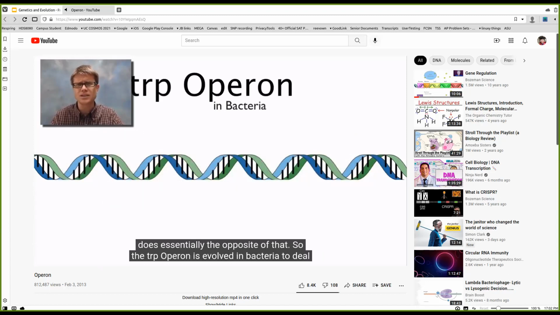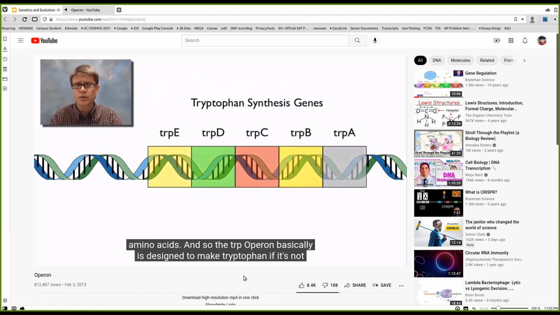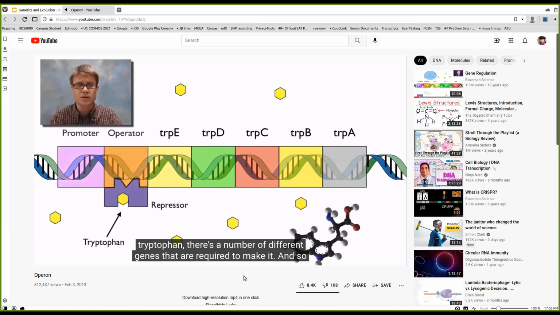The trp operon does essentially the opposite of that. So the trp operon evolved in bacteria to deal with tryptophan, or more specifically to deal with the absence of tryptophan. Tryptophan is an amino acid, and it's required to make proteins. It's one of those 20 essential amino acids. And so the trp operon basically is designed to make tryptophan if it's not present. We're going to get tryptophan in poultry, in milk for that matter. There's going to be high levels of tryptophan. But if a bacteria doesn't have tryptophan, there are a number of different genes that are required to make it. And so they can make their own.